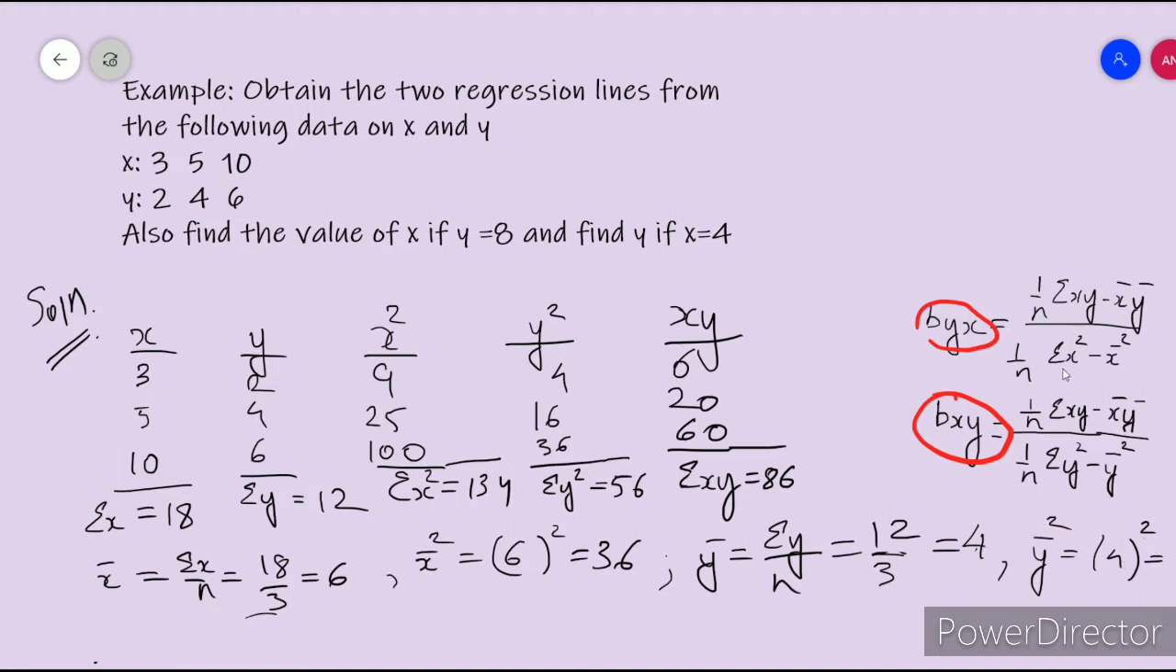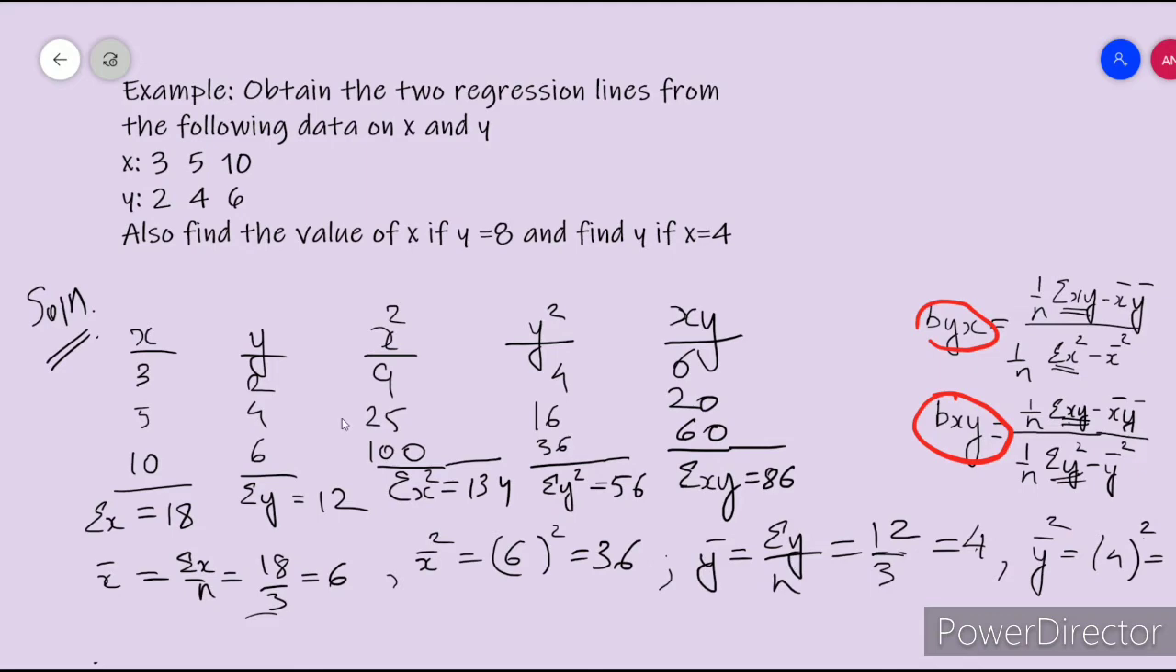Next we solve for summation x square, which is nothing but adding all the square values, so we get 134. Then we solve for summation y square, which is the sum of the square of y values, we get 56. And lastly we solve for the sum of the product of x and y values. So 3 into 2 is 6, 5 into 4 is 20, 10 into 6 is 60. We add those values and we get 86.